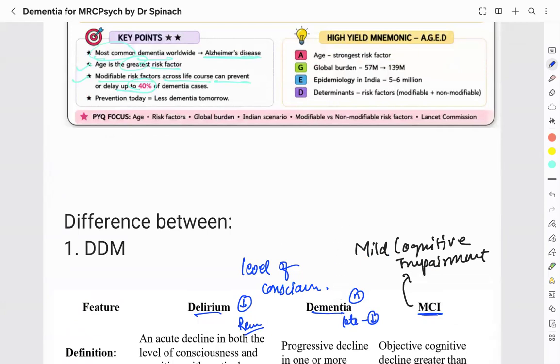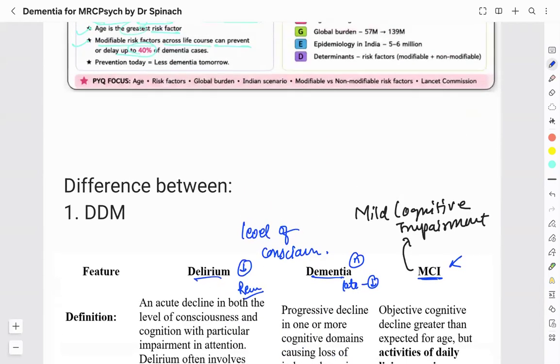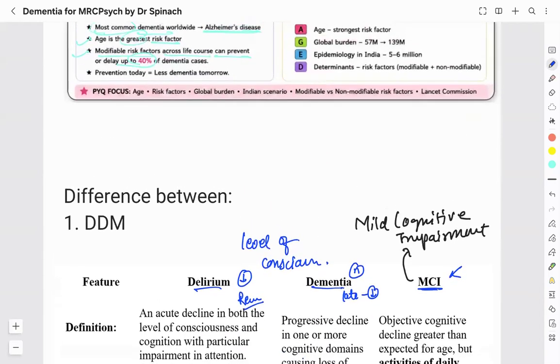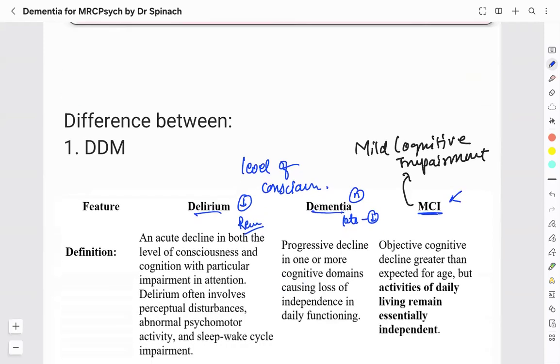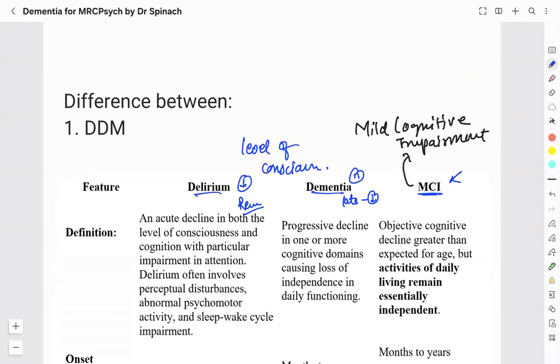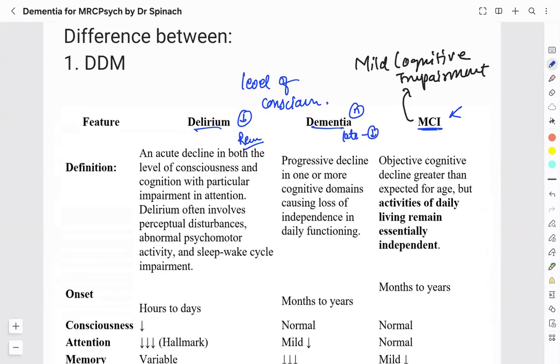Okay. What about mild cognitive impairment? What is the difference between dementia and mild cognitive impairment? There's just one major difference. I mean the level of functioning impairment. Yeah. And also in MCI, the score of impairment on the cognitive assessment. Yeah, that's right.